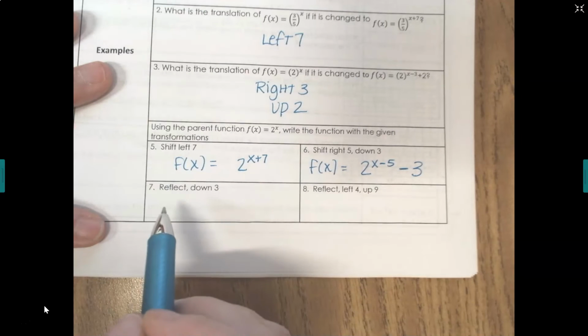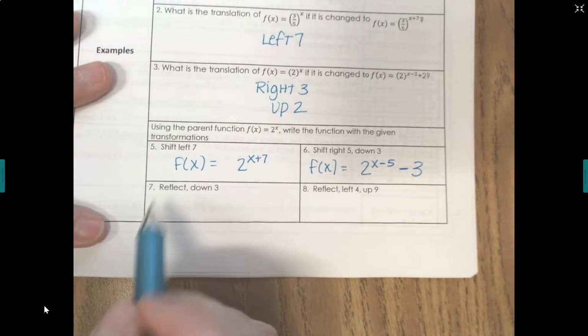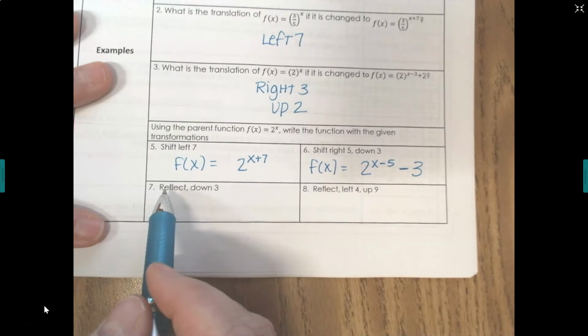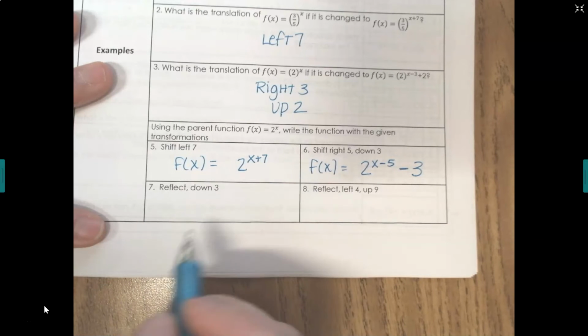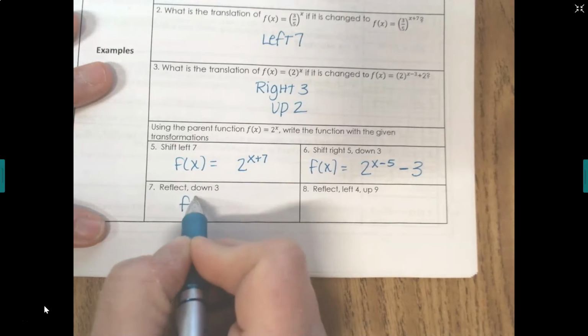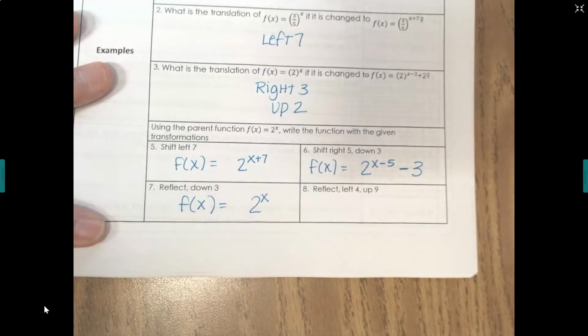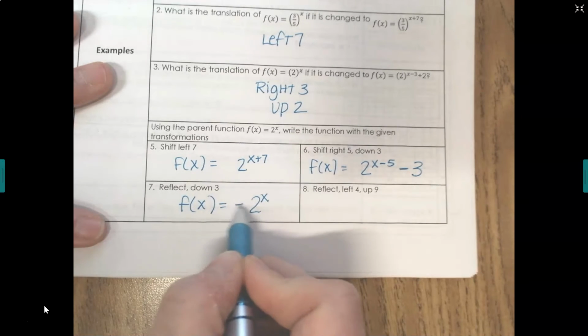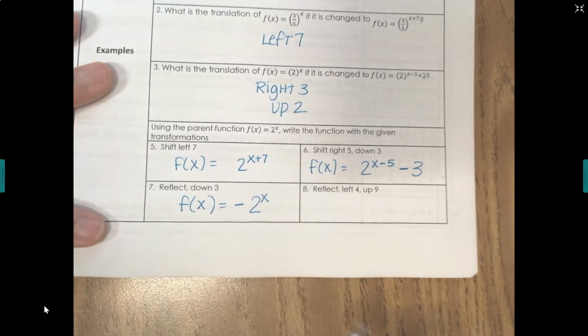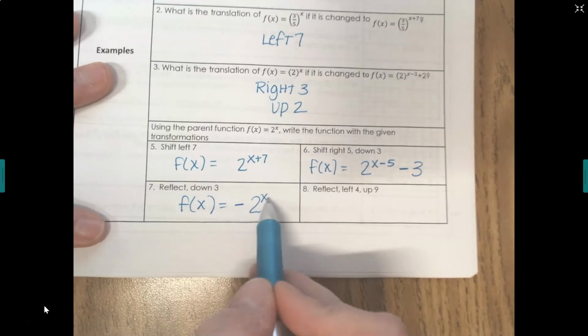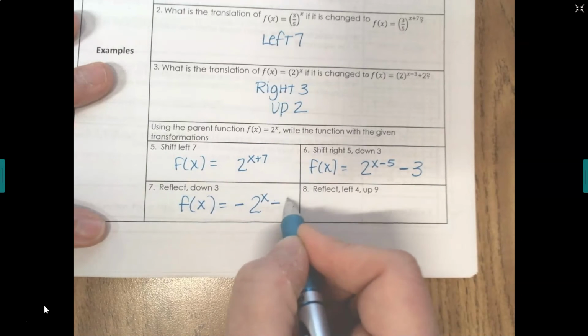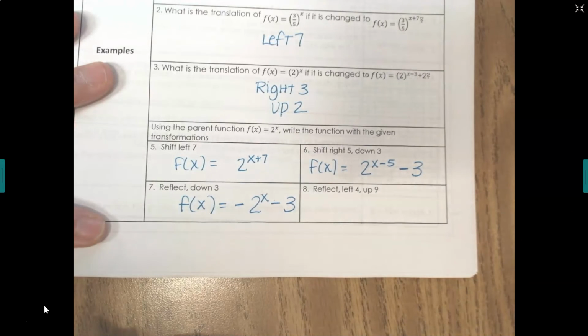Now reflect, we didn't have that happen, but on the discovery, if there's a negative sign in front, then you have a reflection, and here's what I mean. So here's our original. Okay, reflection, you got to put a negative sign in the front. And then down 3 is not in the exponent, it's off the end, so that'd be minus 3.